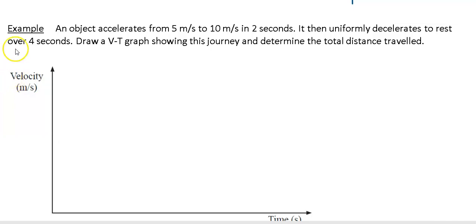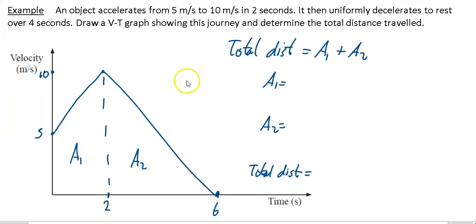Okay, I'm going to pause the video and I'm going to draw this graph and then I'll talk a wee bit about it. Okay, so we've got our velocity time graph drawn. So he started at 5 meters per second and accelerated up to 10 meters per second, and he did that in 2 seconds. It then says it uniformly decelerates to rest. So from the speed of 10, it goes down to 0, rest, and it does that in 4 seconds. So 2 plus 4 gives you 6. So that's how we've arrived at our velocity time graph.